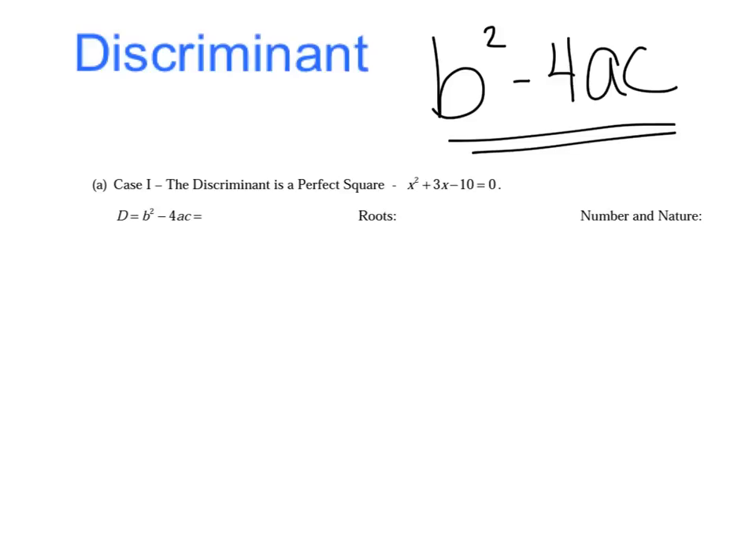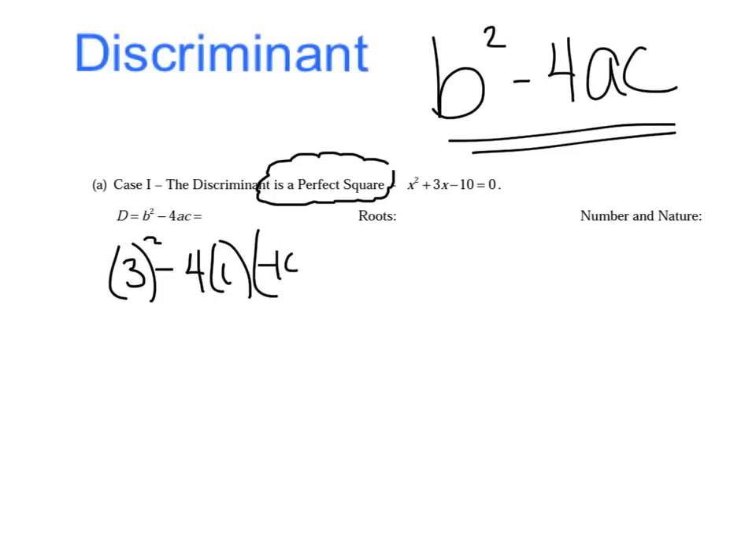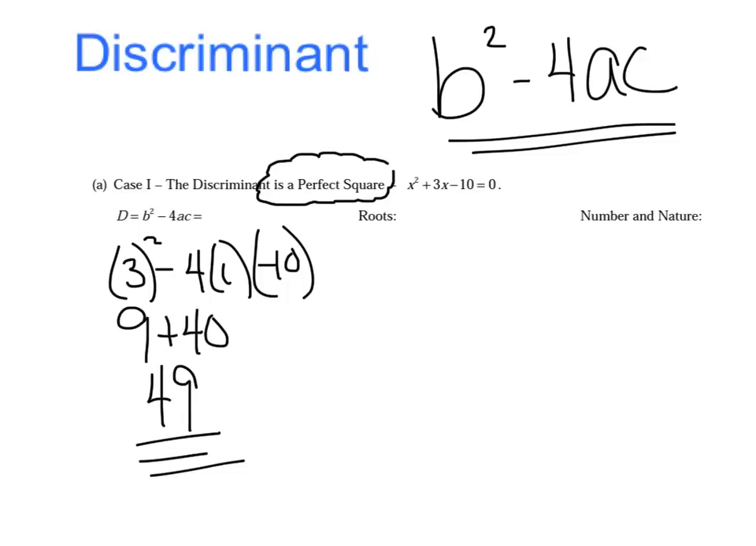No radical. All right, so there's 4 cases. So let's just slow down and go through the 4 cases. This case, and this is what needs to go in your notebook, the discriminant is a perfect square. So you go ahead and do it. My b in this case, that's 3 squared minus 4 times 1 times negative 10. I get 9 plus 40. I get 49. Okay, so the discriminant is a perfect square. 49 is a perfect square.